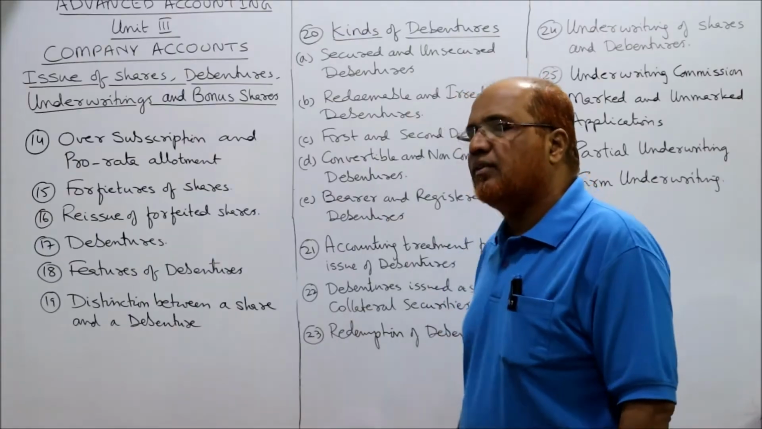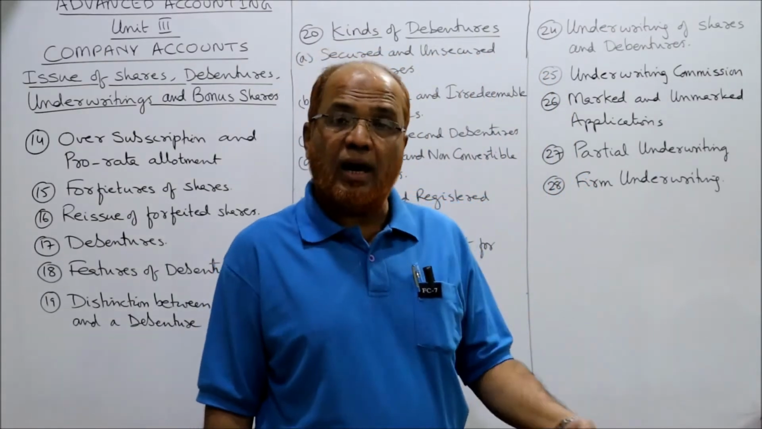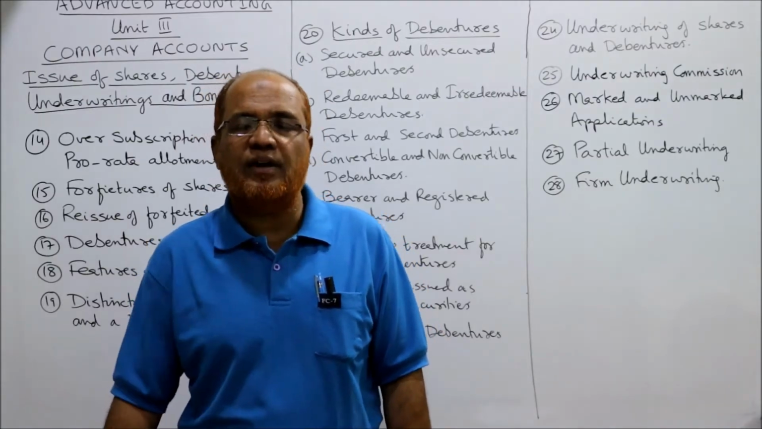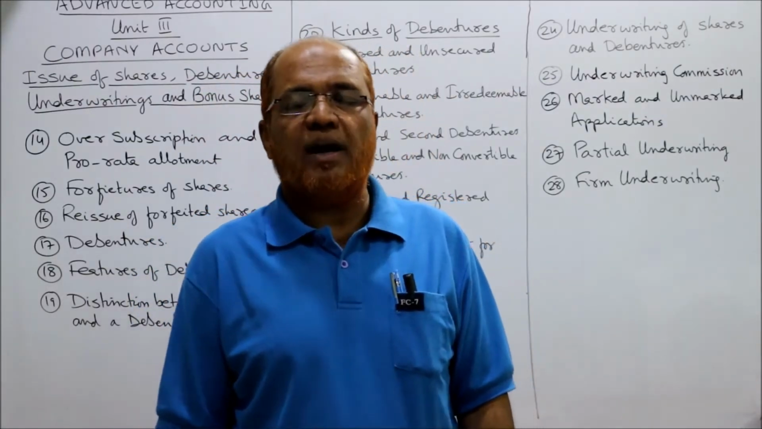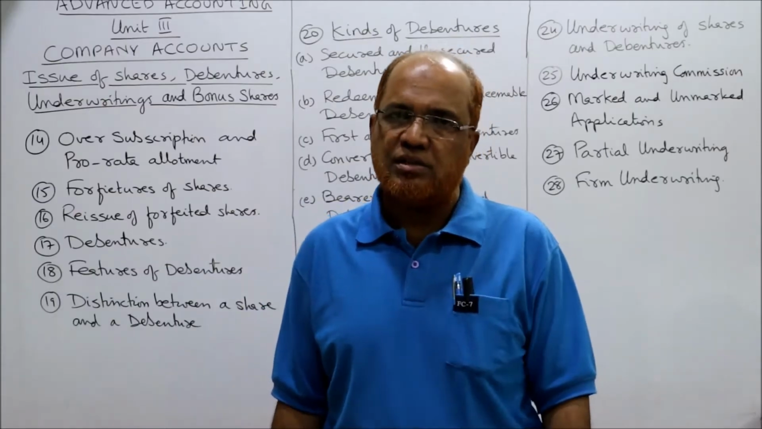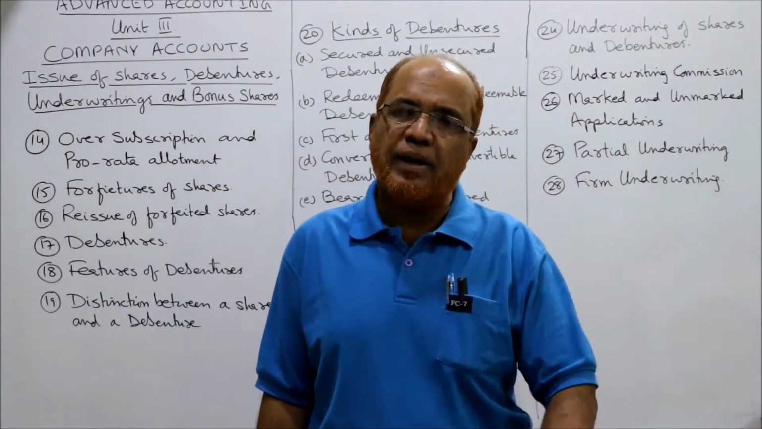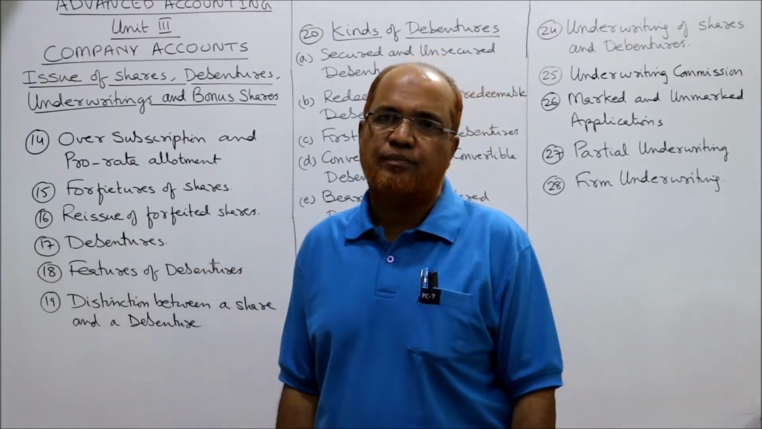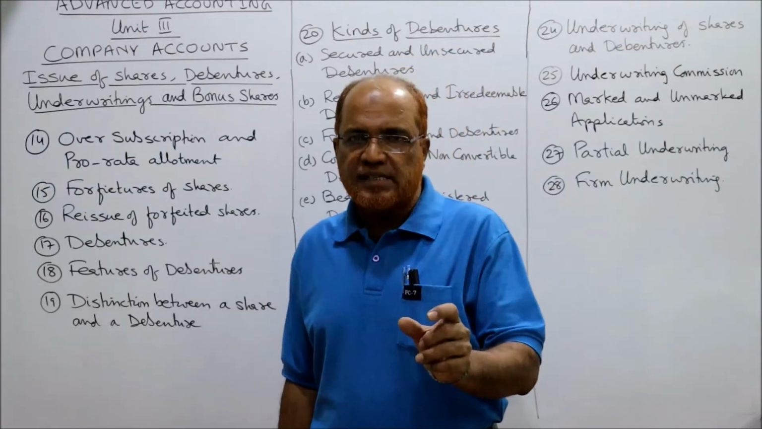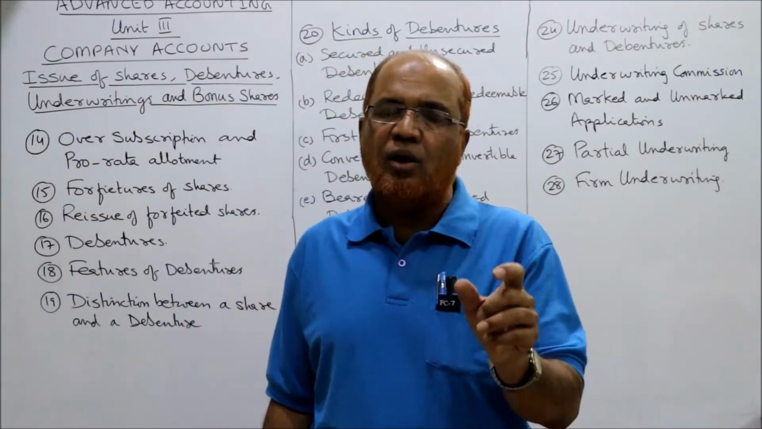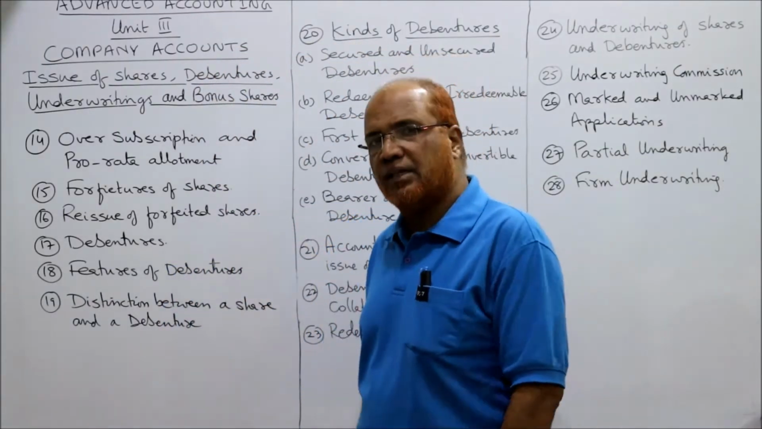The second alternative is the company may make full allotment. For example, if an applicant has applied for 500 shares, he is allotted 500 shares. No rejection, complete allotment, 100% allotment. So this is the second case where whatever applications have been made, full allotment is made by the company.